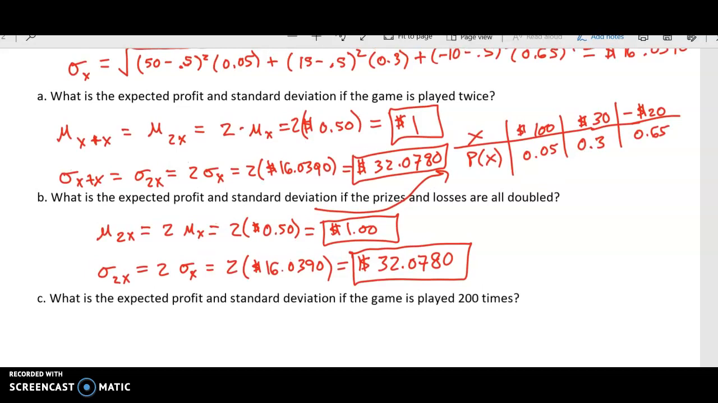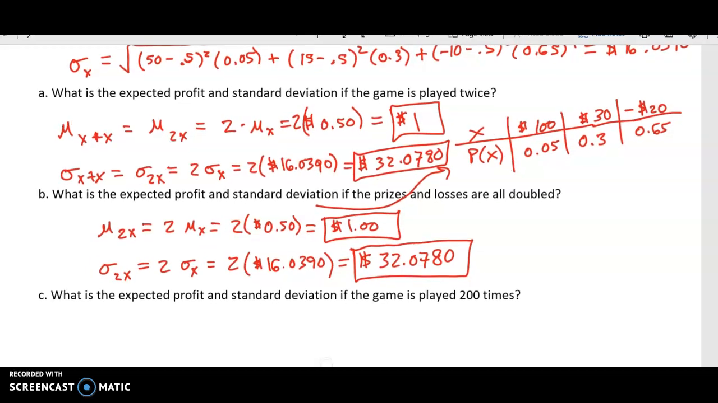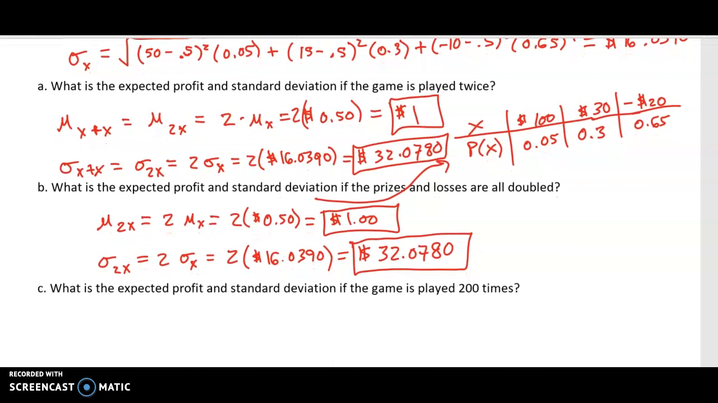Okay, what's the expected profit and standard deviation if the game is played 200 times? That's 200 times the mean, which is 200 times 50 cents, which is 100 bucks. What about the standard deviation? 200 times the standard deviation.